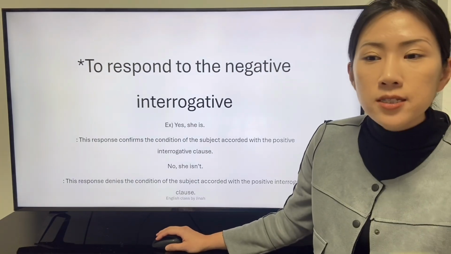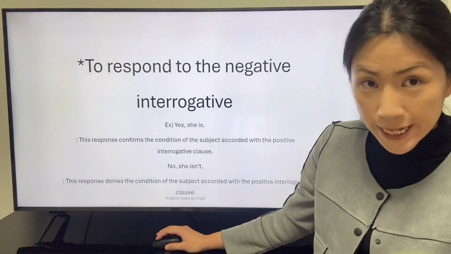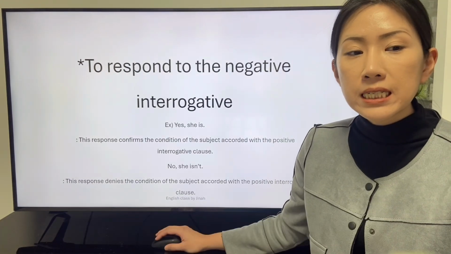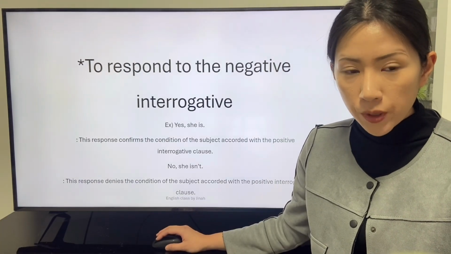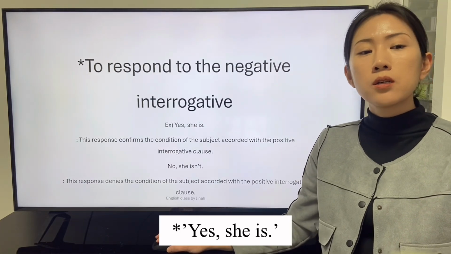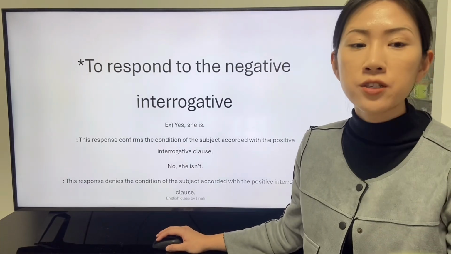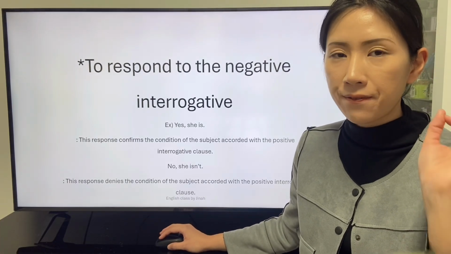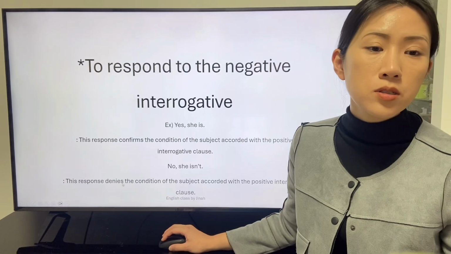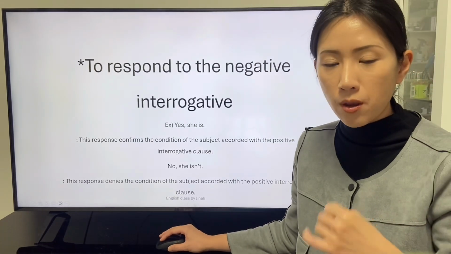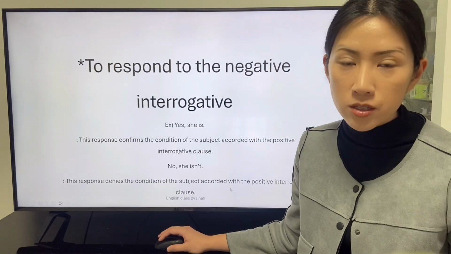To analyze the intention of the listeners, we can figure out that this response confirms the condition of the subject accorded with the positive interrogative clause. This response, though she isn't, denies the condition of the subject accorded with the positive interrogative clause.